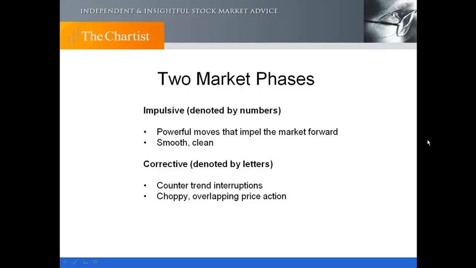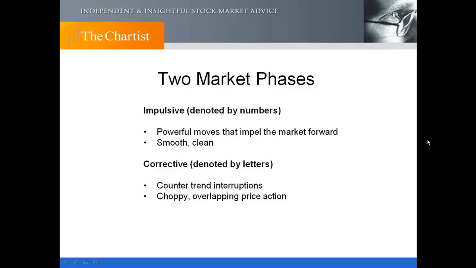Okay, so an impulsive movement is a powerful move that impels the market forward. These are the moves we want to capture. They're smooth, they're clean, they are the trends. These are the moves we want to capture, the impulsive moves. So we always label them with the numbers. The corrections, they're counter trend interruptions within the bigger trend.